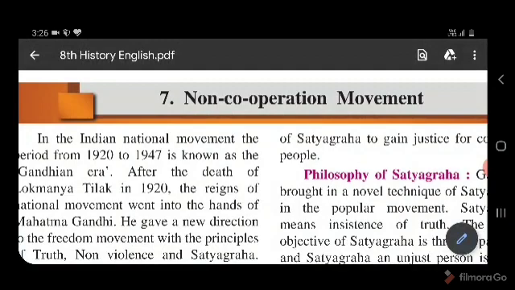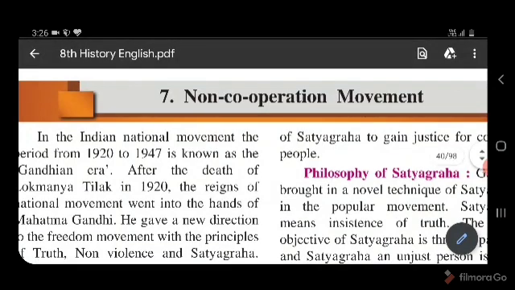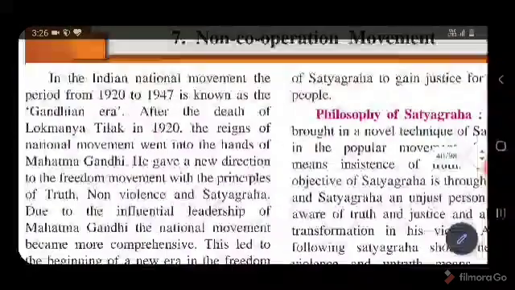Now today we are going to learn 8th standard history, lesson number 7, non-cooperation movement. Okay, now let's start.